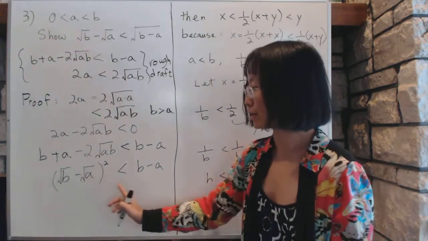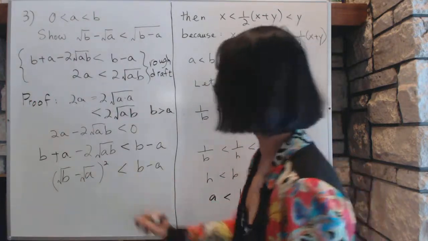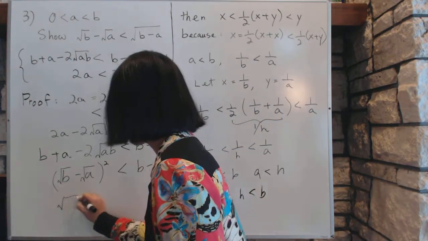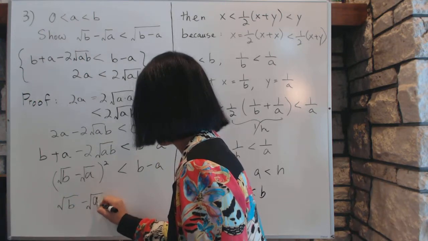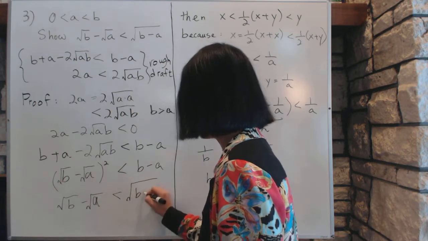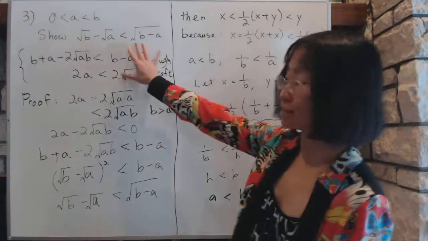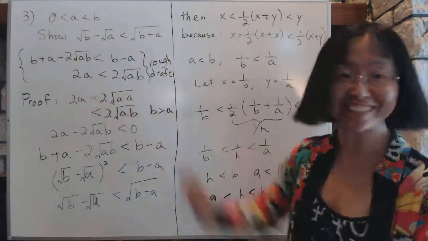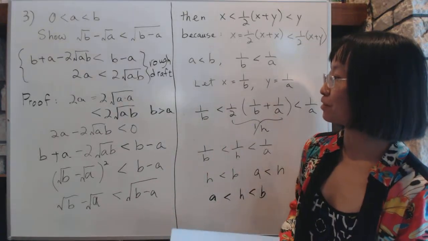And given that b is bigger than a, we can take the square root and the inequality sign will still hold. So taking the square root, we get square root of b minus square root of a is less than square root of b minus a. And that is exactly what we're trying to prove. Remember, erase this part. That way nobody knows where you got this. And it looks like a genius trick that you pulled out of thin air.